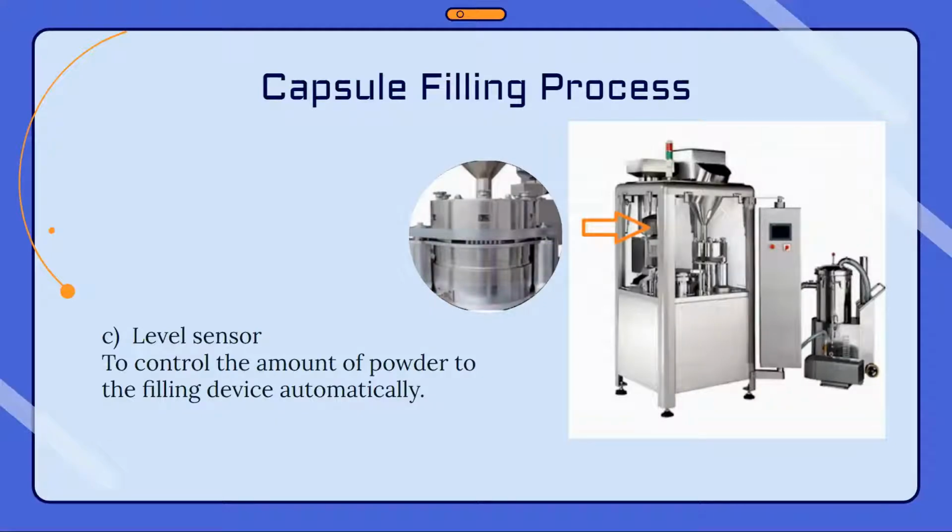Capsule filling process. The third one is the level sensor, to control the amount of powder to the filling device automatically. So it saves time and cost.